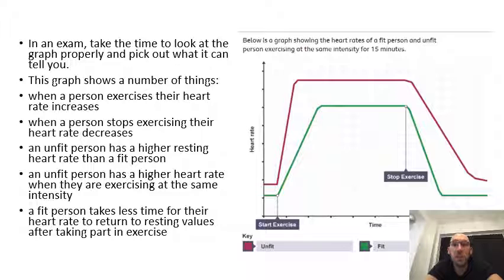When a person exercises, their heart rate increases. When a person stops exercising, their heart rate decreases. An unfit person has a higher resting heart rate than a fit person. An unfit person has a higher heart rate when they're exercising at the same intensity. A fit person takes less time for their heart rate to return to resting values after taking part in exercise.